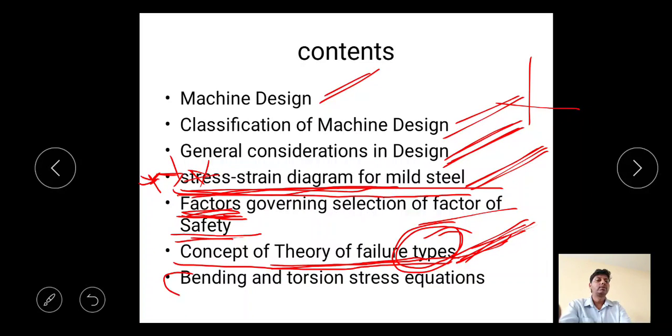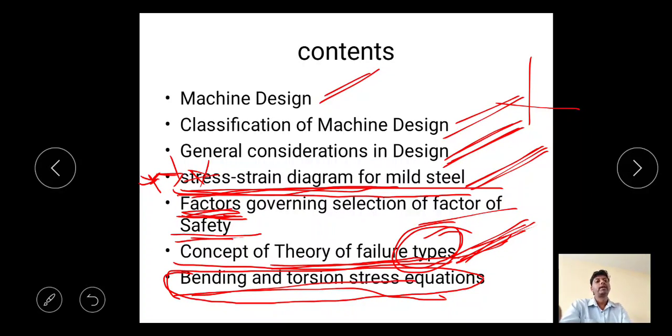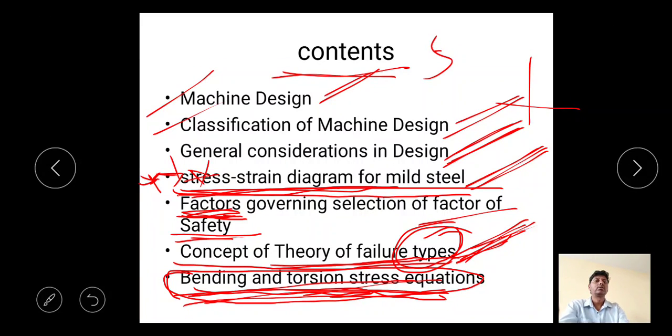The last remaining part is the bending and torsion stress equations. There are two formulas, which we will take in the next chapter, because there we will be discussing them and covering the bending theory. So the first unit is almost completed, because it has only this much theory and only 5 marks weightage. Very important are the stress strain diagram and the factor of safety. These two are very important.